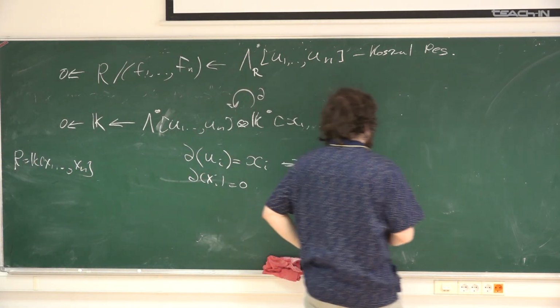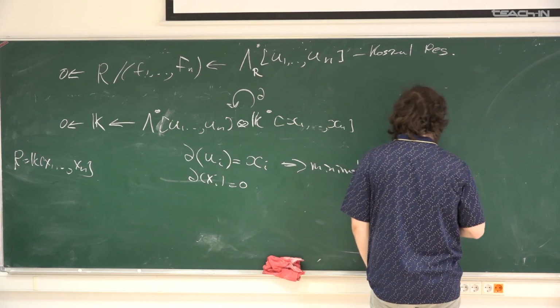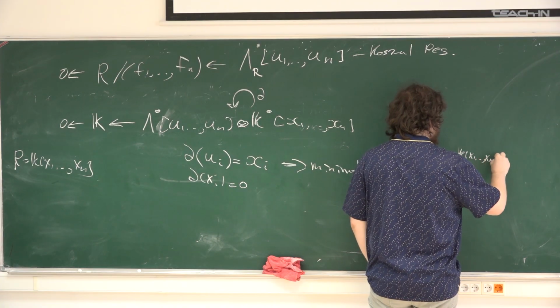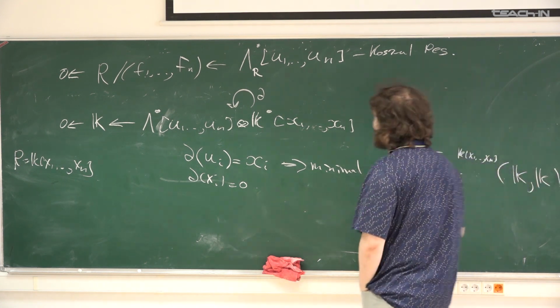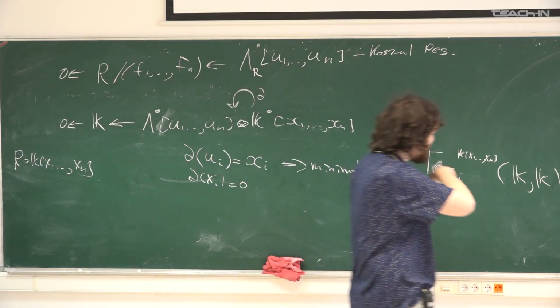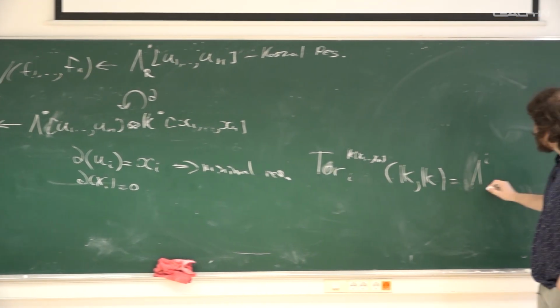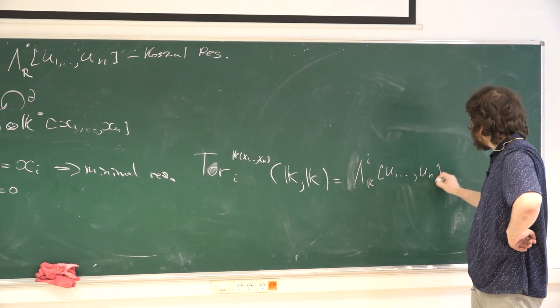Okay, this is a minimal resolution. So in fact we obtain that Tor_i over the polynomial ring of k and k: this is a resolution for k, and if I tensor with k, I obtain this minimal resolution for k, and so these are just dimensions. As a vector space over k, it is just the ith graded component of the exterior algebra.